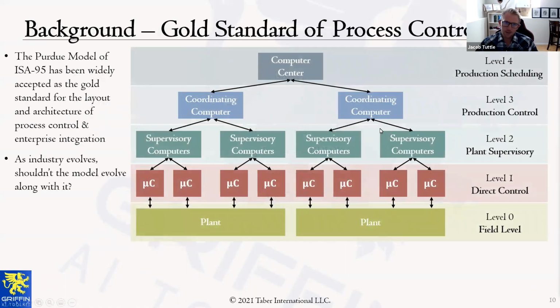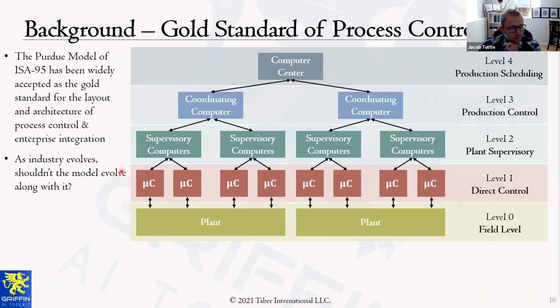So I'll jump right into a little bit of background on the Griffin toolkit, starting with the Purdue model of ISA 95. Those of you familiar with control are likely familiar with this structure. It's long been regarded as the gold standard of process control. The plant level in the field communicates with control devices, communicates with supervisory systems on upwards to coordinating computers, and then the overall production scheduling level.